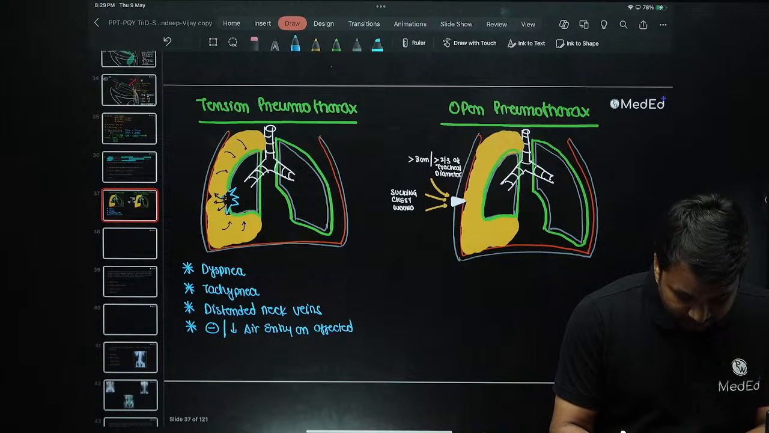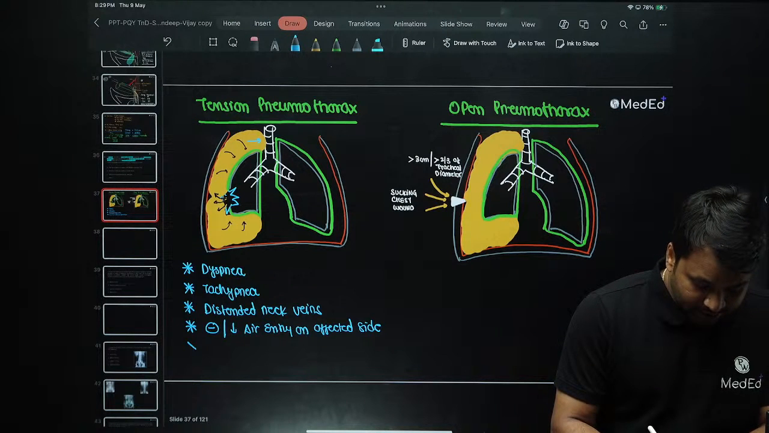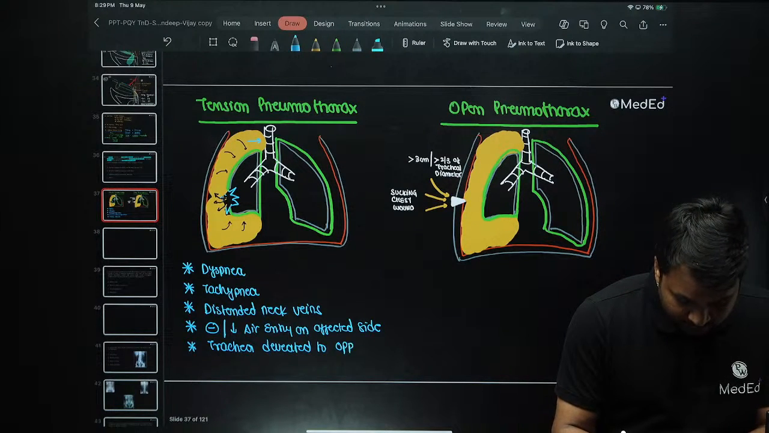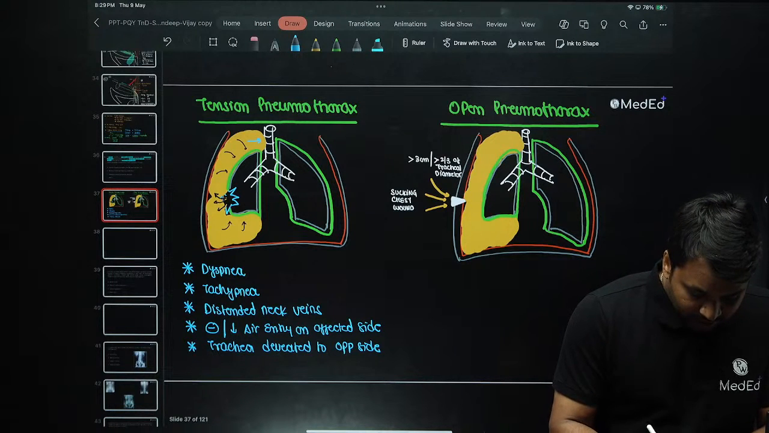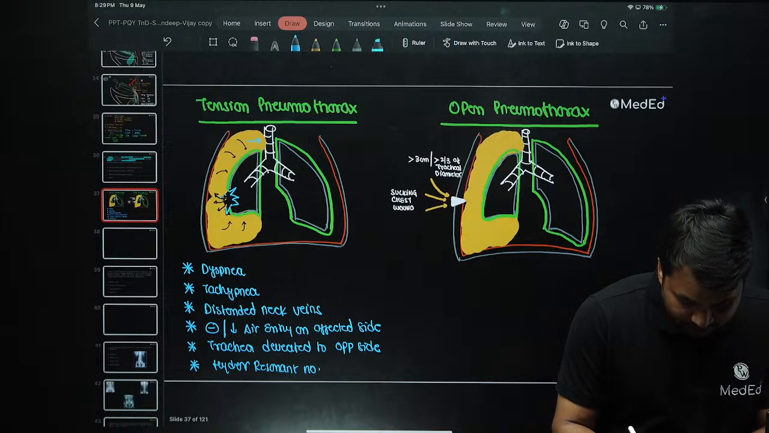On the affected side. Now, because the air is going to push the trachea to the opposite side, you will see the trachea deviated. The trachea is deviated to the opposite side. Right? On percussion, you will see hyper-resonant note.